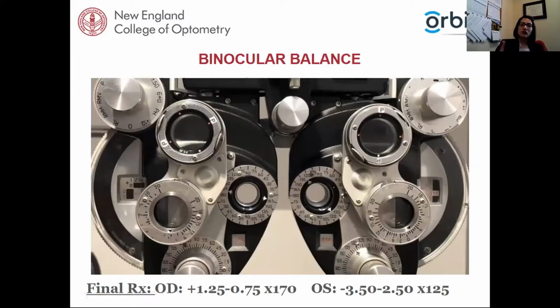Someone else had asked, do you check vision monocularly and binocularly? You can. Do you have to? Maybe not. It depends how much of a change you made during the binocular balance. If you changed it by only a quarter, which we did in the left eye, then you may not need to check monocular acuity again, because you may be pretty certain that they're still around the same monocular acuity as when you initially checked. But if you made a larger change, you may want to recheck the monocular acuities as well.